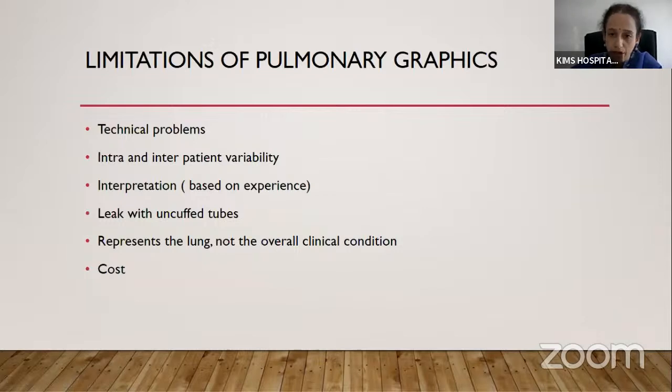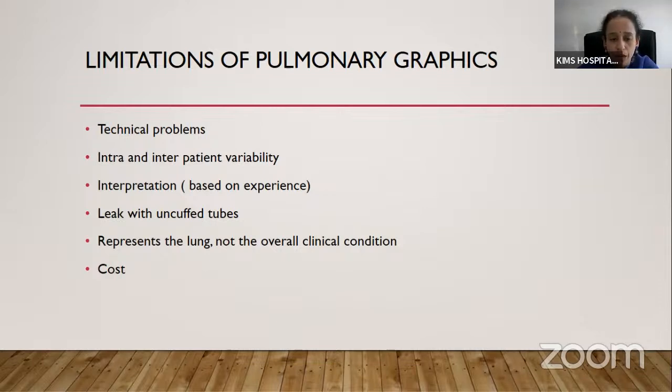So, despite having so many advantages, there are some limitations of the pulmonary graphics also. The graphics are ultimately displayed by the machine only, so there can be technical problems related to the machine which do not cause the display of the graphics. And within the patient and in between the patients also, a lot of variability will come because of the difference in the lung disease and the improvement. Once the improvement is coming also, there will be changes in the lung mechanics. So intra and inter-patient variability will be there. And of course, the interpretation is based on the clinician's experience.